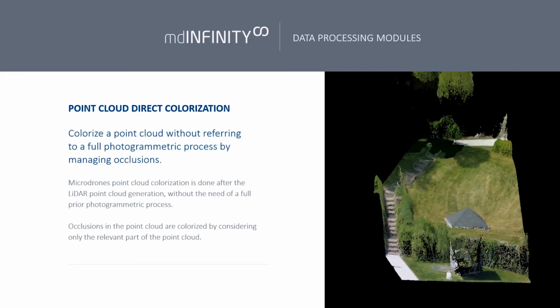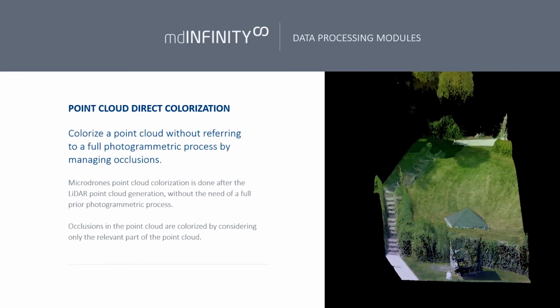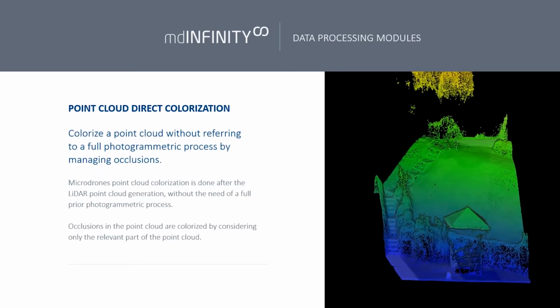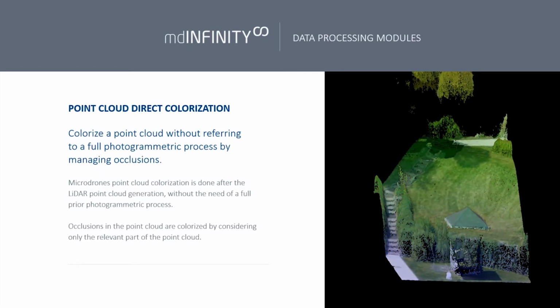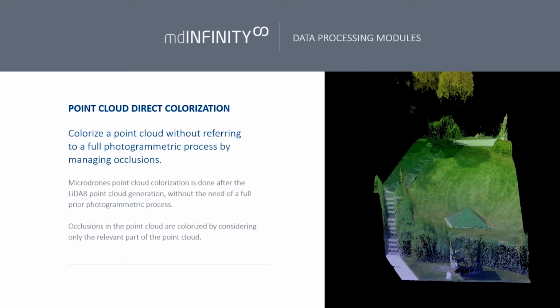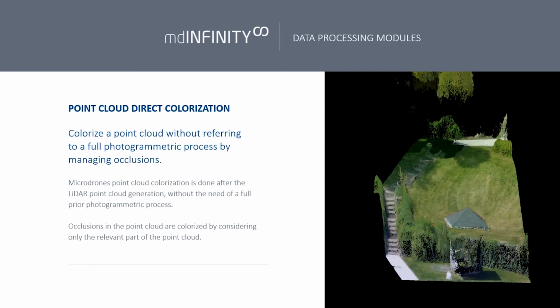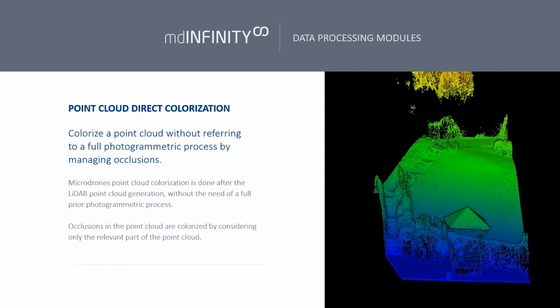So this module is used after the point cloud generation and is used without the need of a full prior photogrammetric process. One of the main advantages of this module is the management of occlusions. Occlusions in the point cloud are colorized by considering only the relevant part of the point cloud. So by directly colorizing the point cloud, a long photogrammetric process is really no longer necessary.